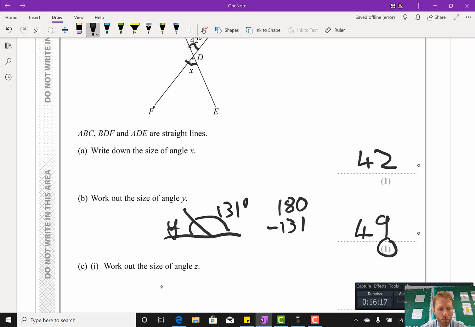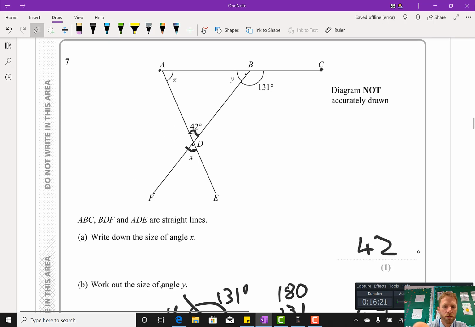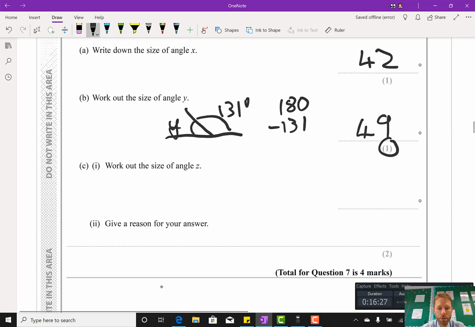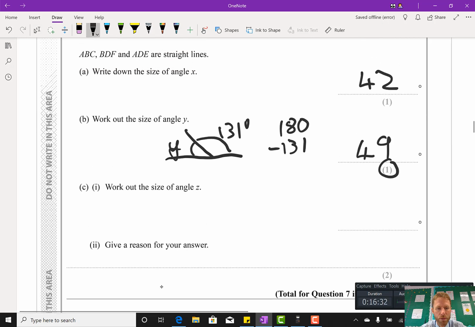Work out the size of angle Z. Okay, so where is angle Z? How is this angle here? Give a reason for your answer. So 2 mark question. I'm going to get 1 mark for the angle and I'm going to get 1 mark for the reason. So it's going to be a fairly straightforward reason.